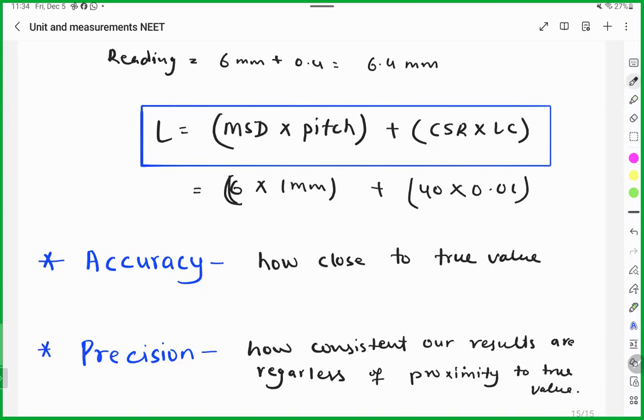Example, the real number of people in a crowd is 10,000, but every time you are counting, you are getting 9,998. So it means you are precise, not accurate. Accurate means every time the value should be closest to the real value. Understood, guys?